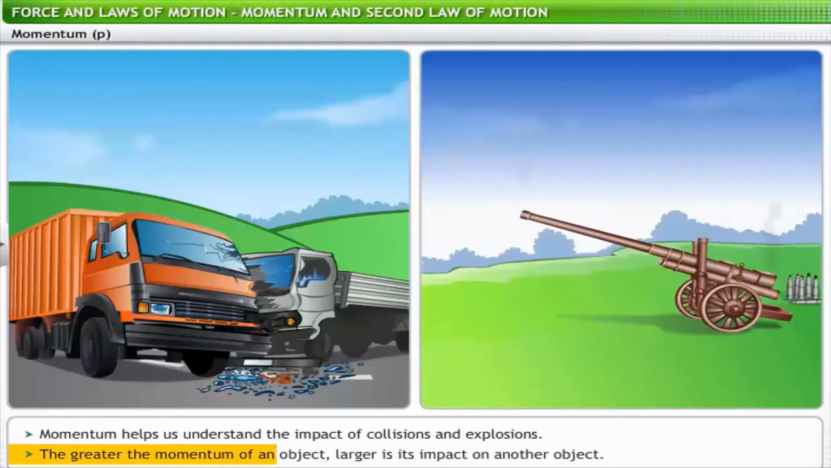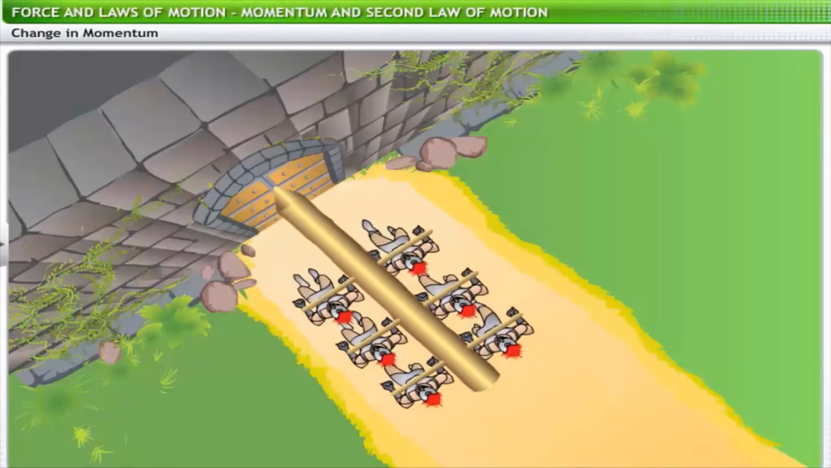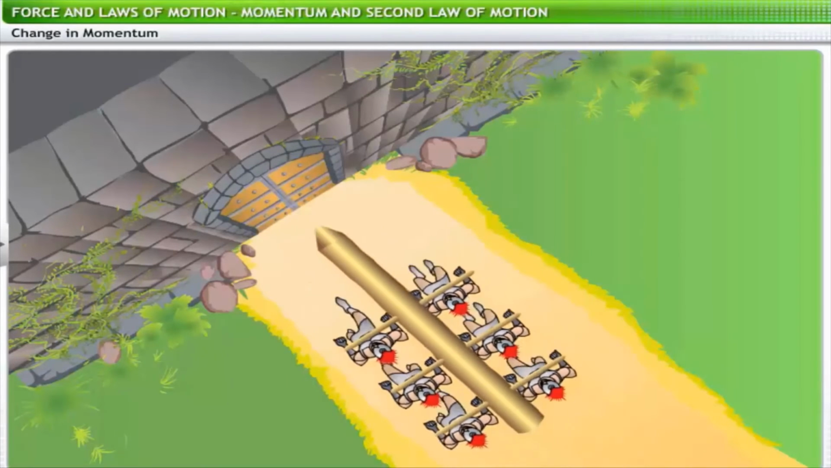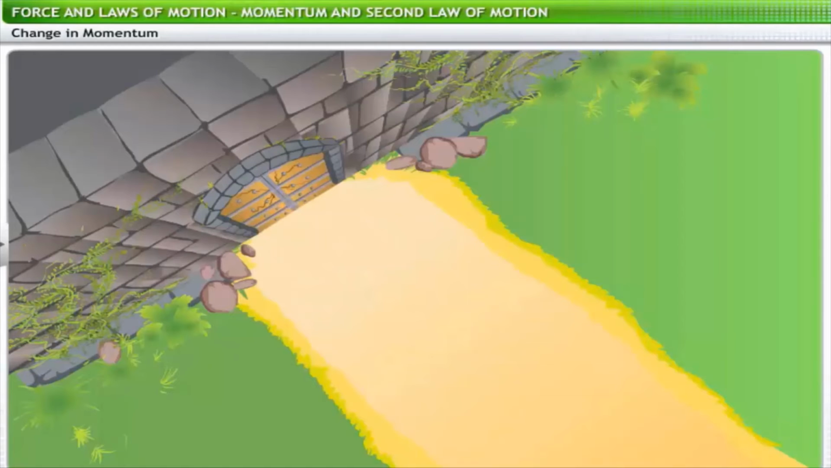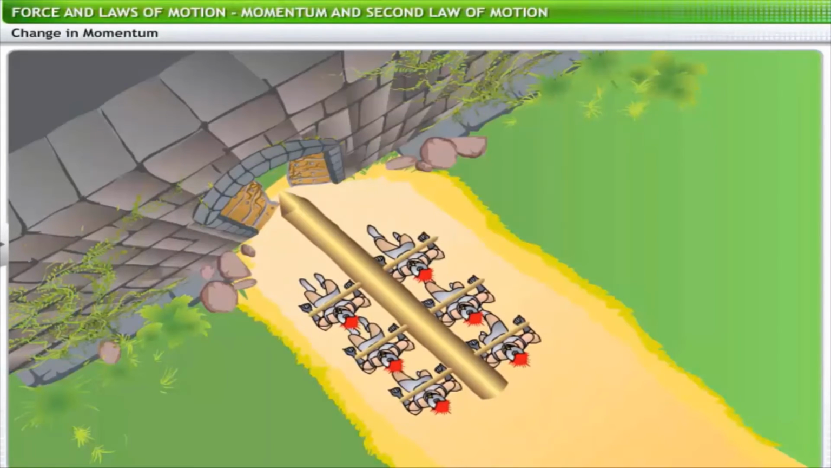The greater the momentum of an object, the larger the impact is on the other object. Remember period films where we often saw columns of armies who used huge logs to break down the gates of a fort? The group of men holding the log goes back a fair distance from the gate. Then they run to the gate to ram the log into the gate for maximum impact. The velocity and the mass of the log together provide enough momentum to break the gates down.